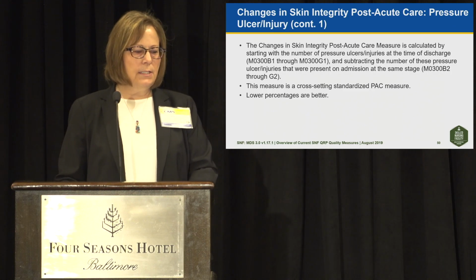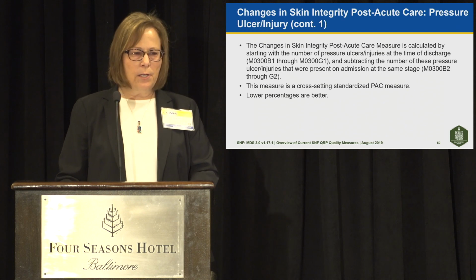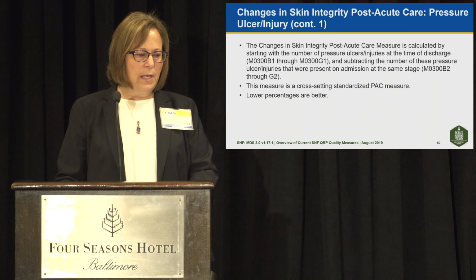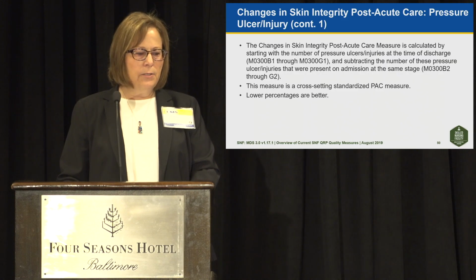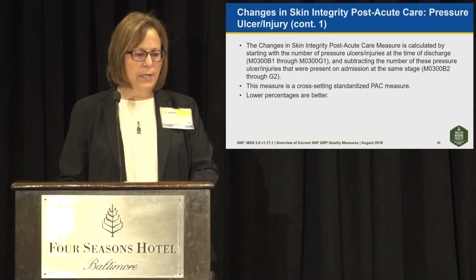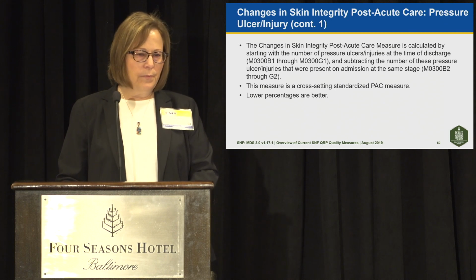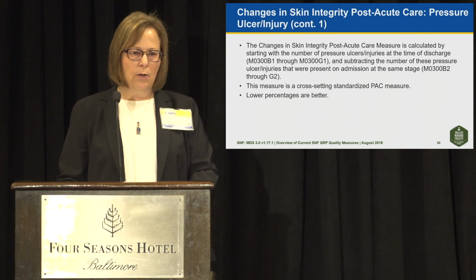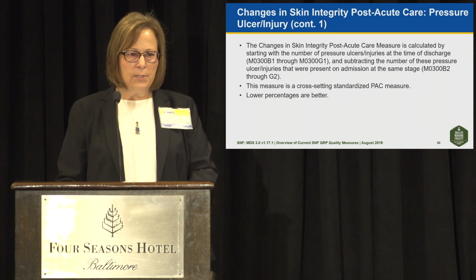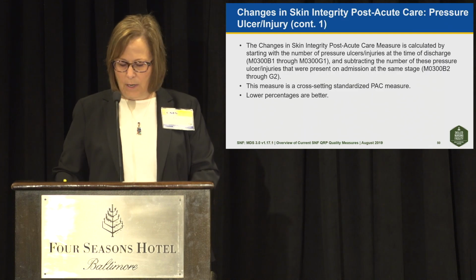The changes in skin integrity measure is calculated by starting with the number of pressure ulcers or injuries at the time of discharge, M0300B1 through M0300G1, and subtracting the number of these pressure ulcer injuries that were present on admission at the same stage, or M0300B2 through G2. This measure, as I mentioned, is a cross-setting standardized post-acute care quality measure. And for this measure, lower percentages are better.